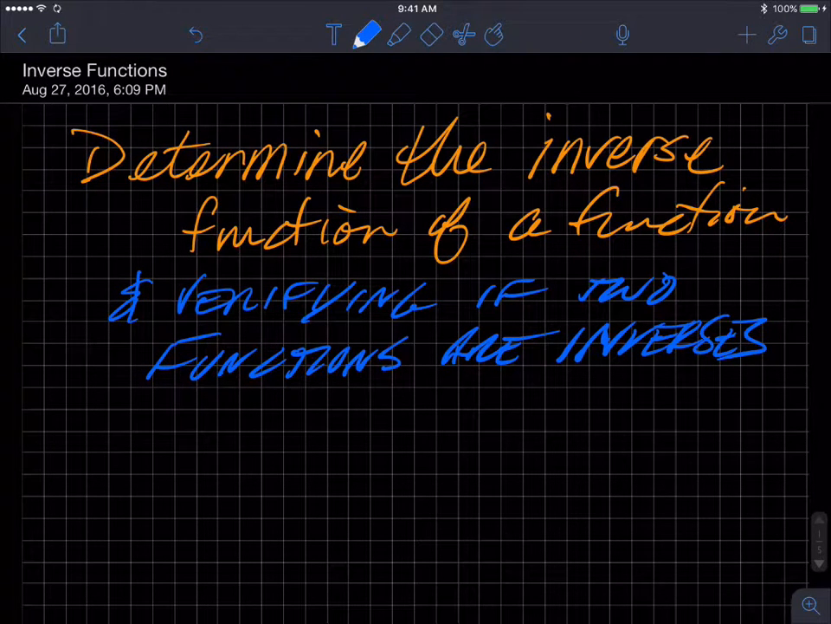Okay, so this one's about inverse functions, and hopefully it won't be too long. We'll see. Maybe hopefully 8 minutes. We'll see at the end if I make it.